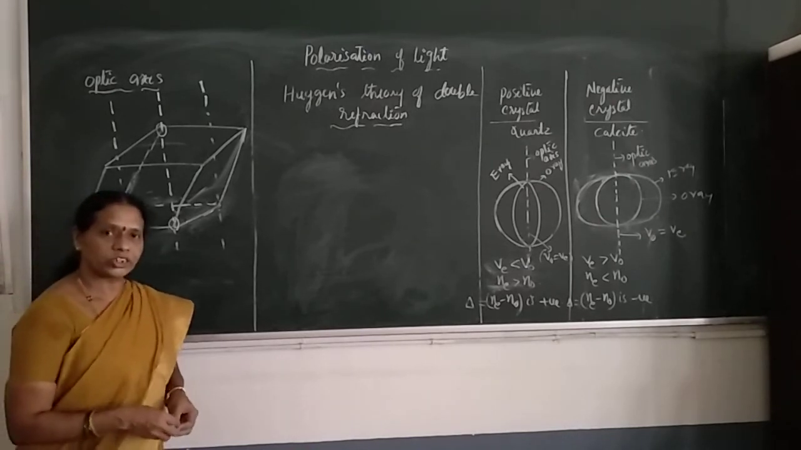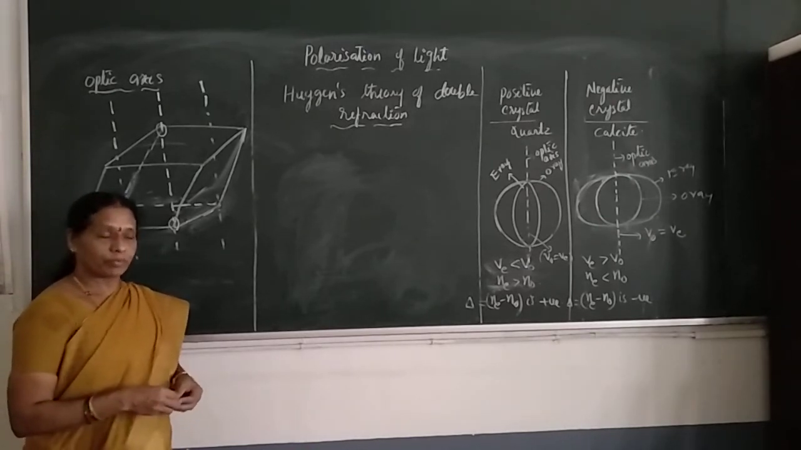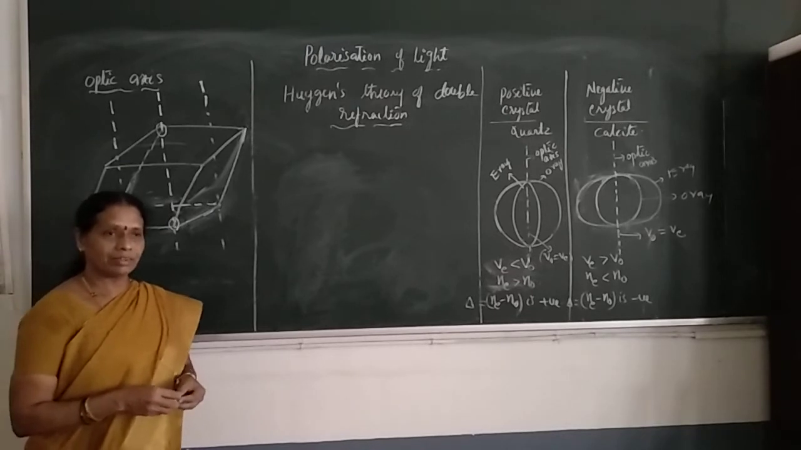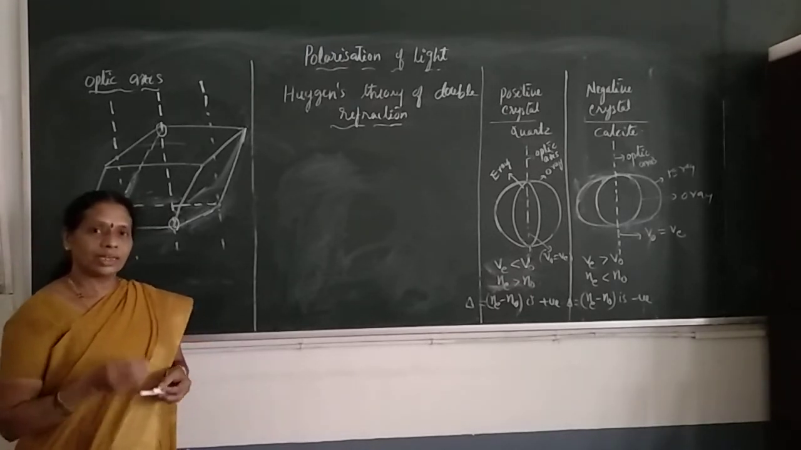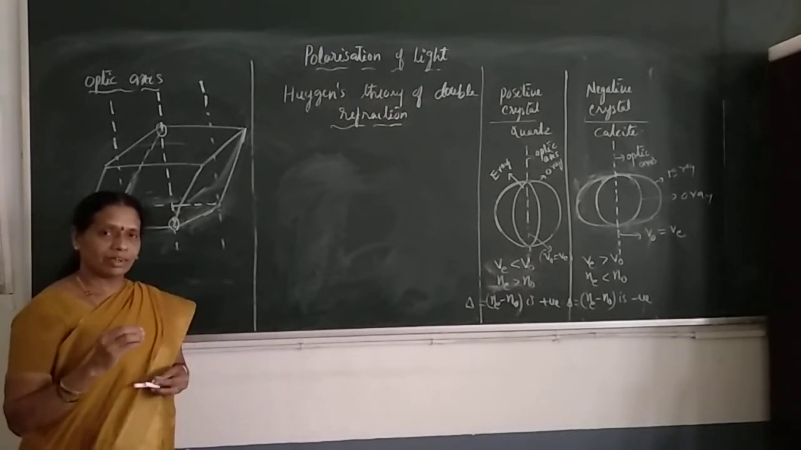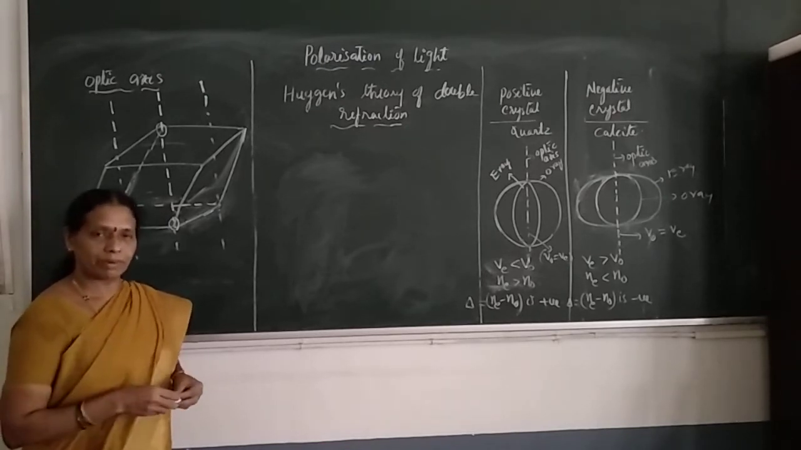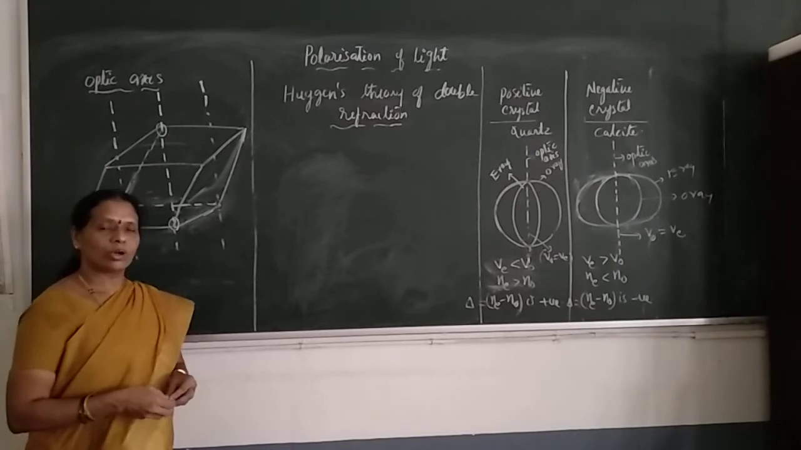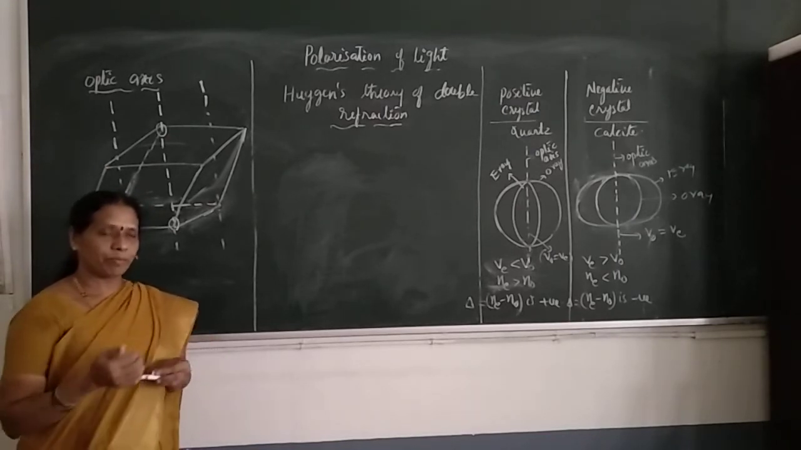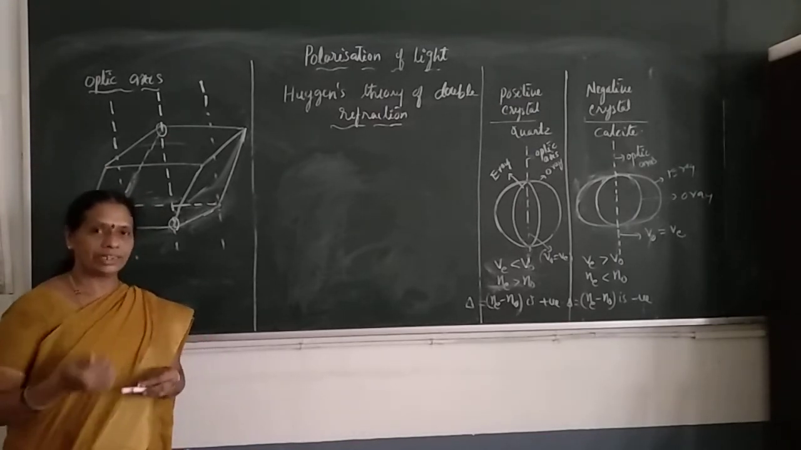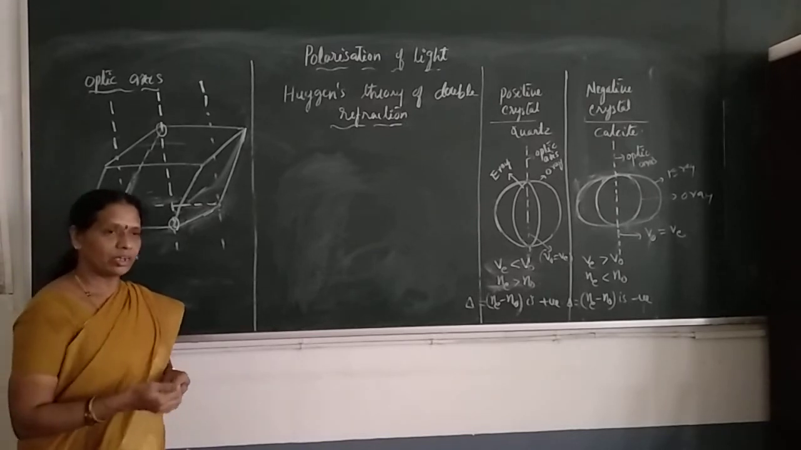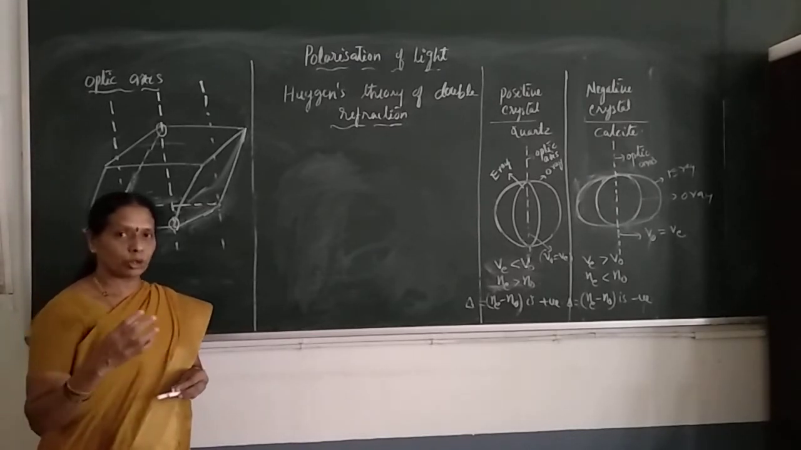What is double refraction? It is a phenomenon in which light, when it passes through an anisotropic crystal, splits into two rays or two beams. This phenomenon is called double refraction, and the rays are called the E ray and O ray, extraordinary ray and ordinary ray. This is double refraction exhibited by anisotropic crystals.